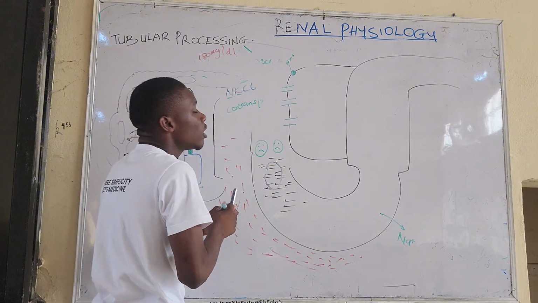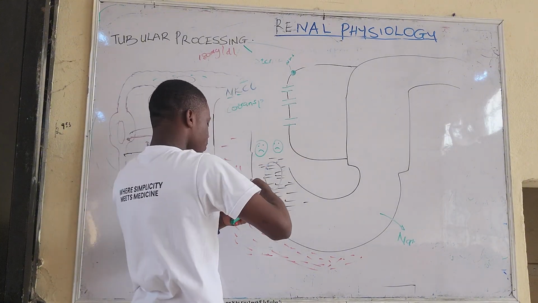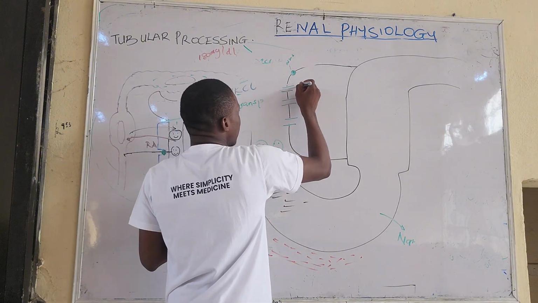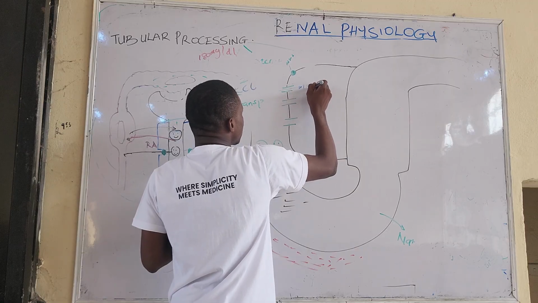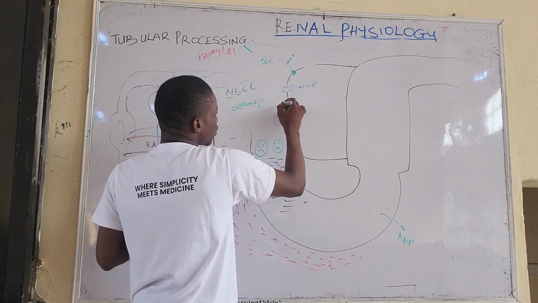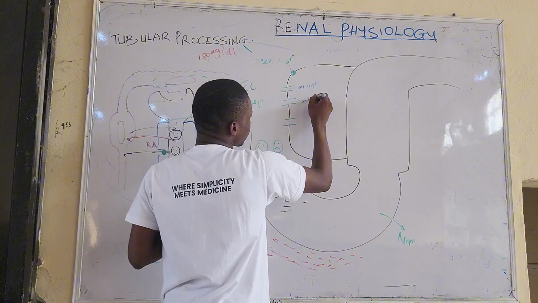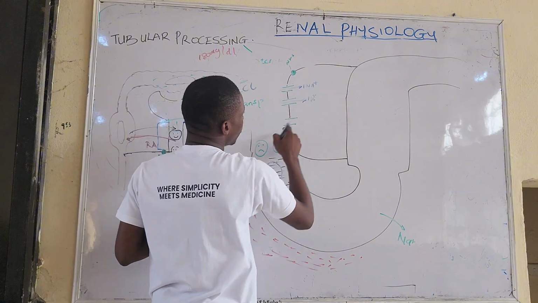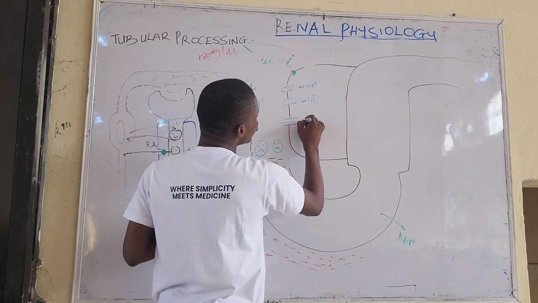What am I trying to tell you? You see, this is a sodium. It allows sodium to enter. It brings in one sodium, one potassium. But how many chloride? It brings in 2 chloride.